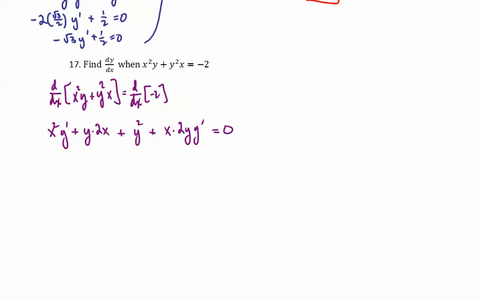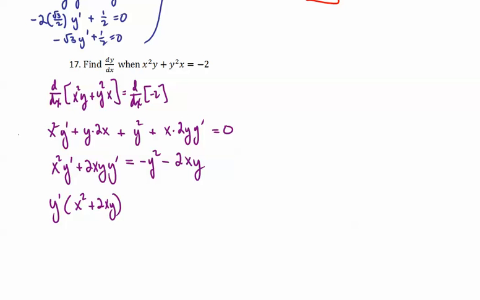So we need to collect our y prime terms on the left side. X squared y prime plus 2x y y prime. Then we'll move the other terms over to the right side, and we'll have negative y squared minus 2xy. And we'll factor out the y prime. X squared plus 2xy is equal to negative, then y squared plus 2xy.